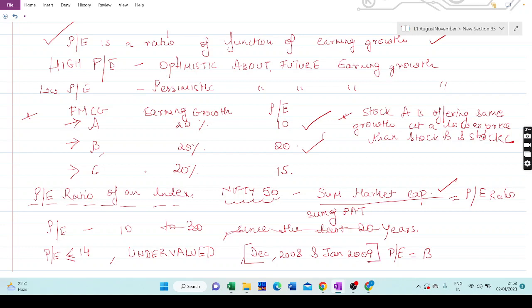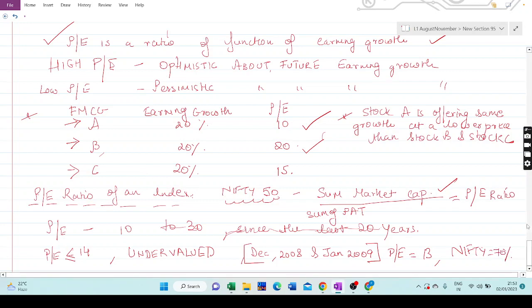And guys, I can show you that Nifty gave an annualized return of almost 70% in the year 2009. It gave an annualized return of around 70% in 2009 because its P ratio was very, very low. Nifty was undervalued. We'll just check this out as well.